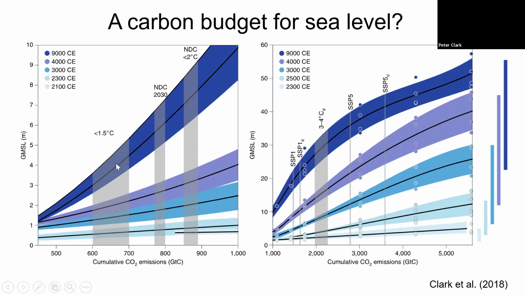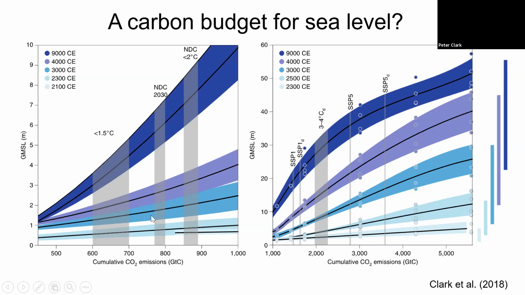So then what we put on here was the emissions associated with a target of keeping global temperature below 1.5 degrees Celsius and what that would imply about a committed sea level change. And again, this is going up to 9,000 years, so 7,000 years out into the future.